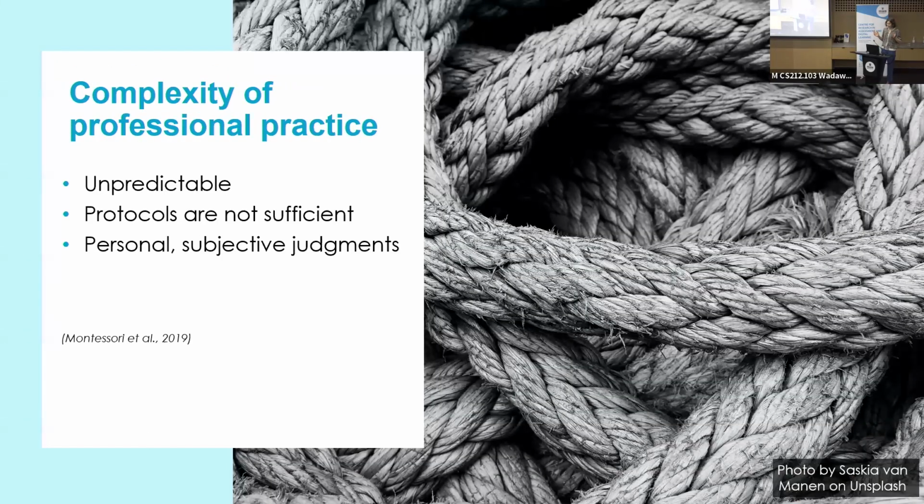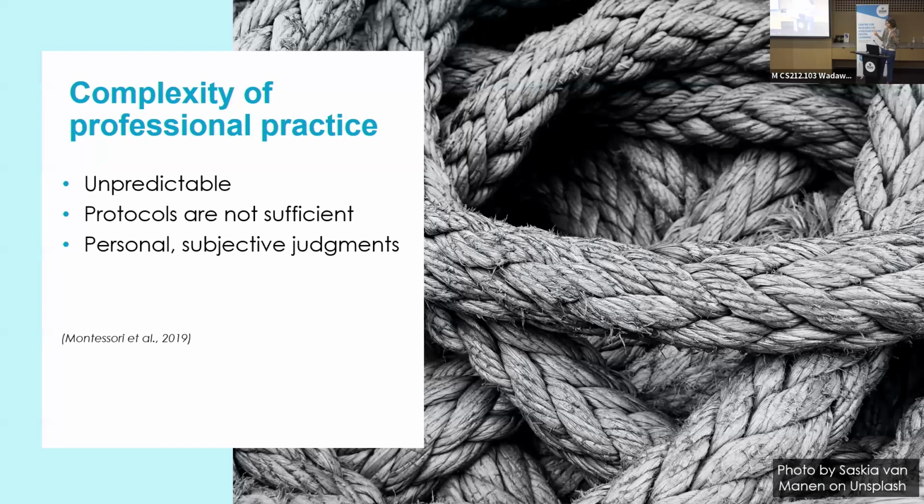And then professional practice is quite complex. So it's usually unpredictable. Protocols might not be sufficient to determine what good work looks like. And people always have to rely, therefore, on their personal subjective judgments of what good work looks like.